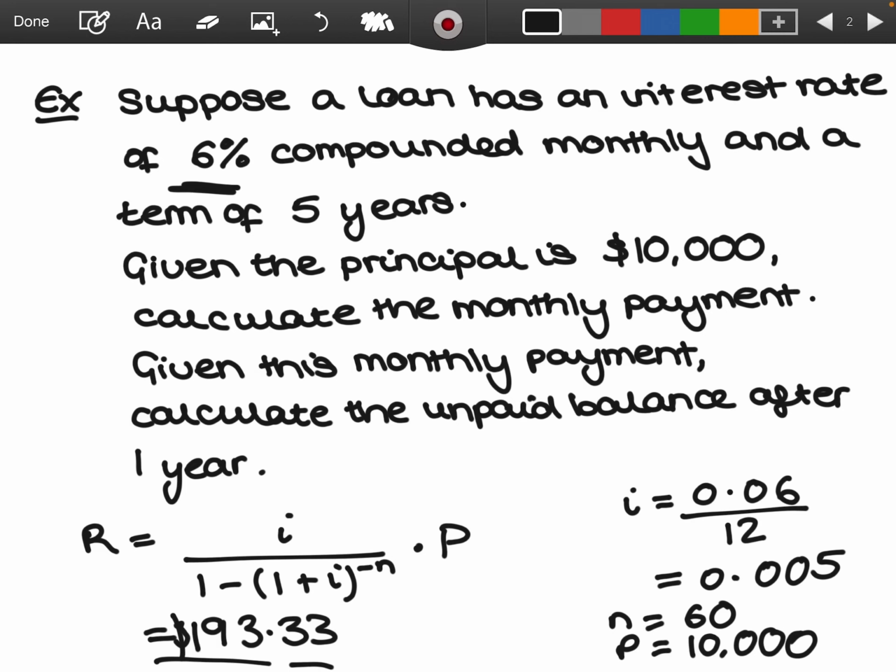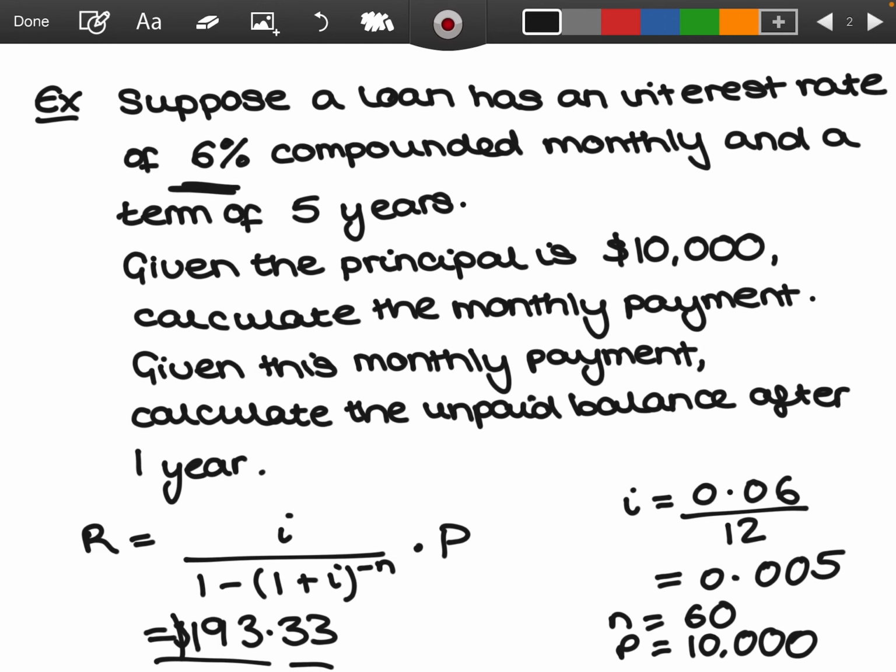The second part of this problem, again, this is a popular question that they will give you. Given what the monthly payment is, now that we've found this monthly payment, calculate the unpaid balance after 1 year. After 1 year, we still have 4 years left to pay off this loan. How much do I have left when I've got 4 years left to pay off the loan? We've paid off some of this $10,000 already as we've been making monthly payments, but you tend to find with loans, you end up paying a lot of interest at the start.